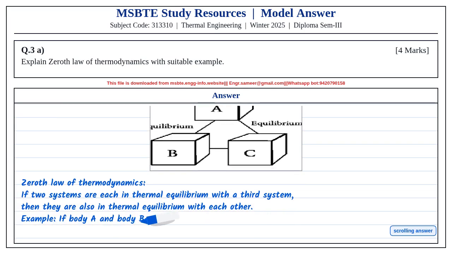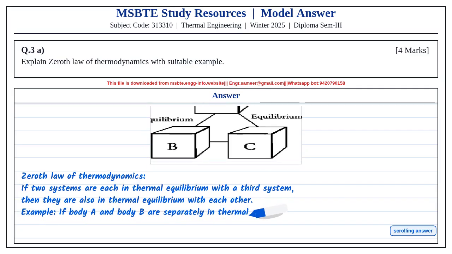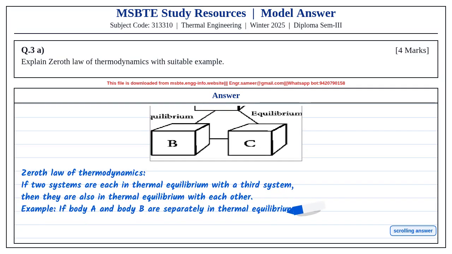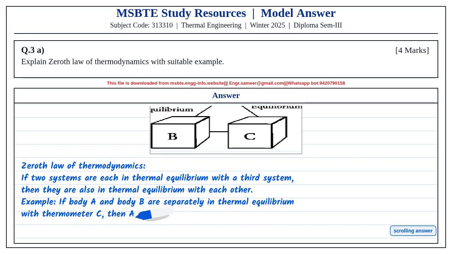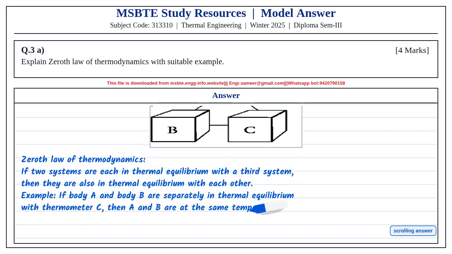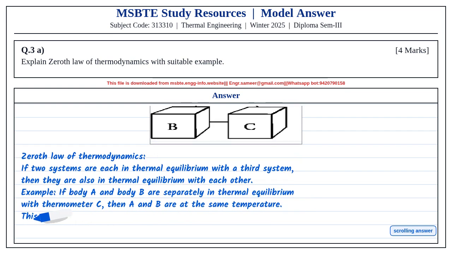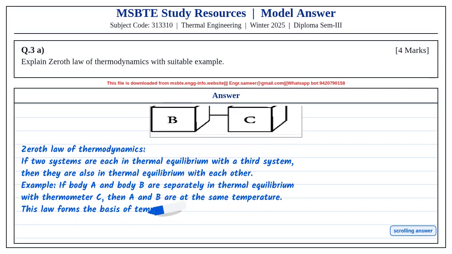Now let us read the answer. Zeroth law of thermodynamics states that if two systems are each in thermal equilibrium with a third system, then they are also in thermal equilibrium with each other. This law forms the basis of temperature measurement.